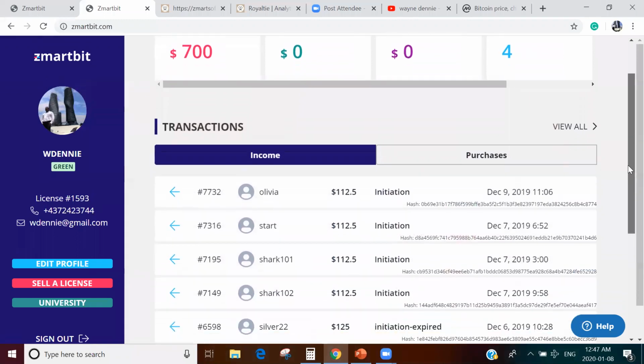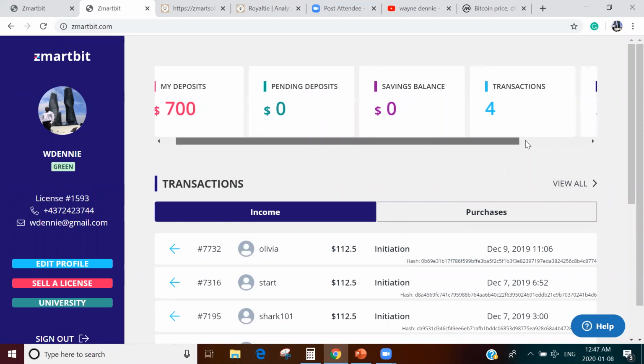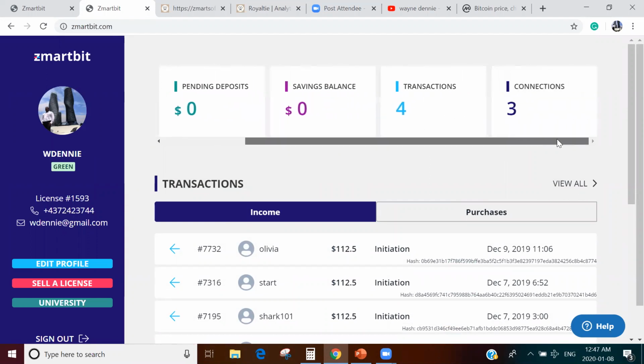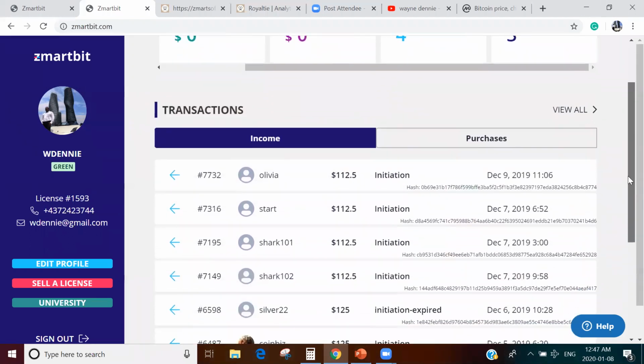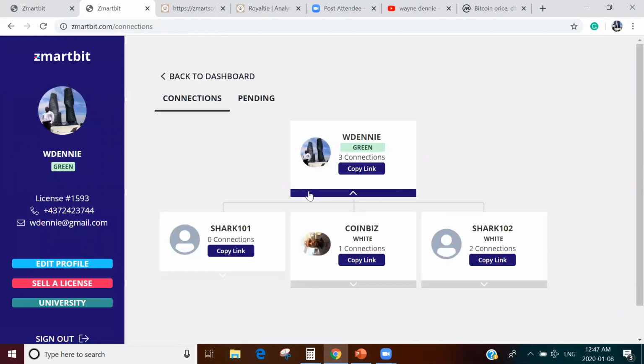So I'm just going to show you a little bit in the back office how that works. So on the top level, you will see, of course, there are independent deposits, the savings we talked about just now, the transactions and your connections. Your connections are the people that have purchased that software license from you, and you would look at it under this tab, which is view network, in this case.